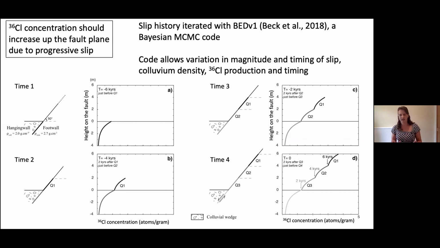So once we've taken those measurements from the AMS, we then iterate for the slip history of this fault using a code published by Joachim Beck, which is a Bayesian Monte Carlo Markov chain code. And this code allows for variation in the timing of earthquakes, magnitude of earthquakes, and a number of other factors.